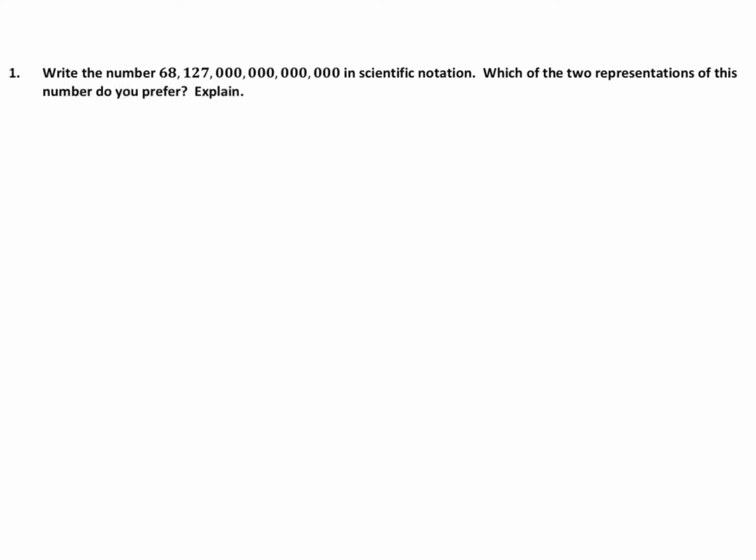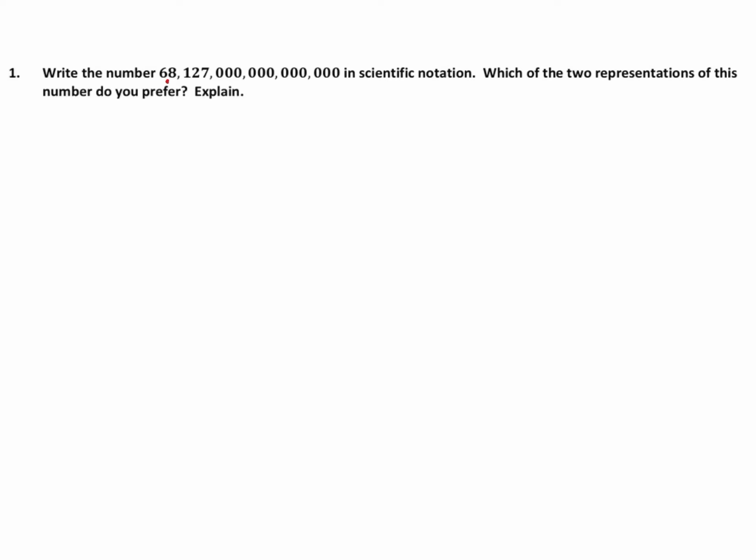If I put this decimal before the 6, that would give me 0.68. It's not between 1 and 10, it's less than 1. If I put this decimal here, 6.8. 6.8 is between 1 and 10. If I put it here, I would have 68, which is more than 10. So on this number, I need 6.8127. I don't need all the zeros that follow it because 6.8127 has invisible zeros behind the 7.